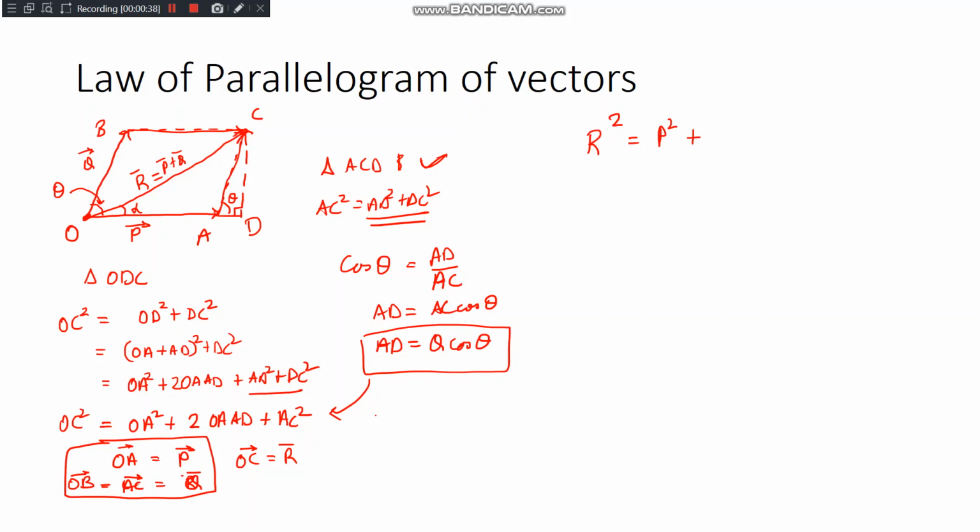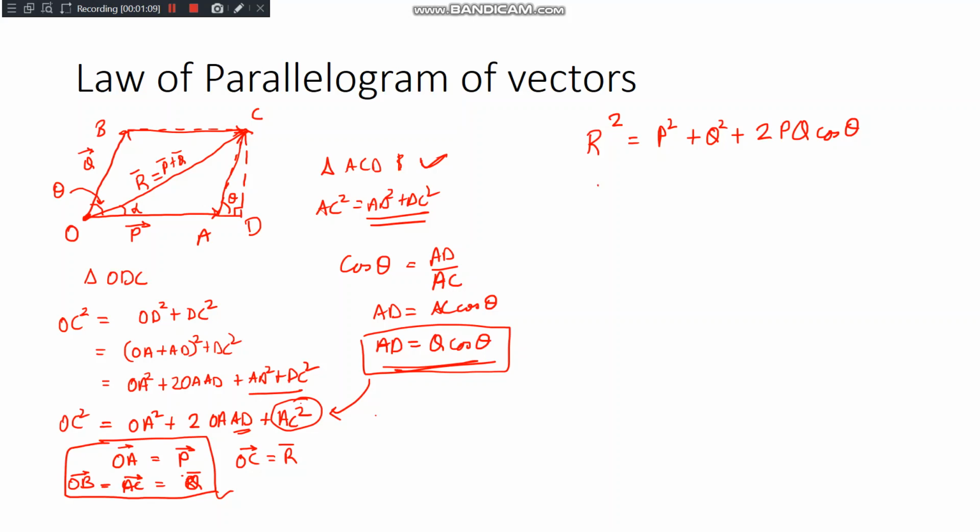plus the last term over here is AC, right? The last term over here is AC, and AC की जगह पे we can write Q. So we'll write it as Q square plus, so we got P square plus Q square plus the middle term is 2 times OA. And what is OA? OA is nothing but vector P, and next term is AD. And what is AD? So we got over here AD is nothing but Q cos theta, right?